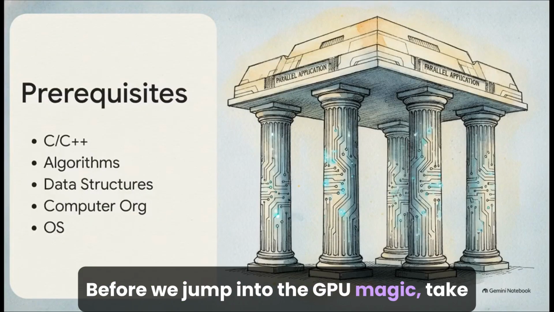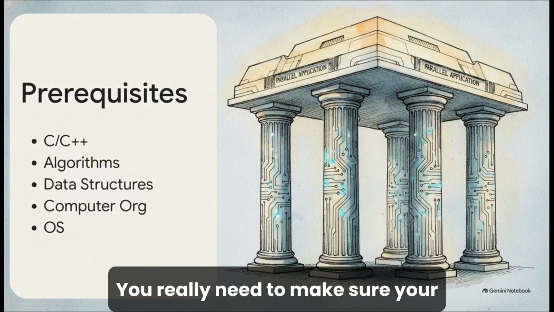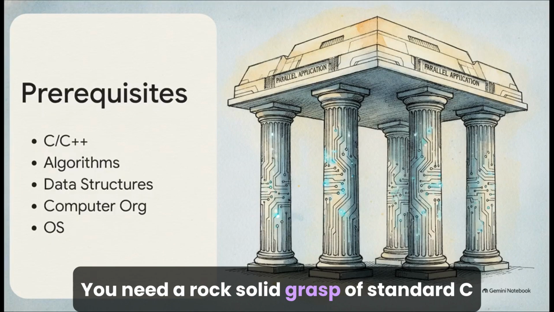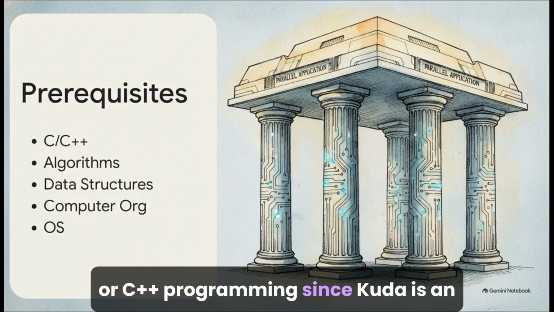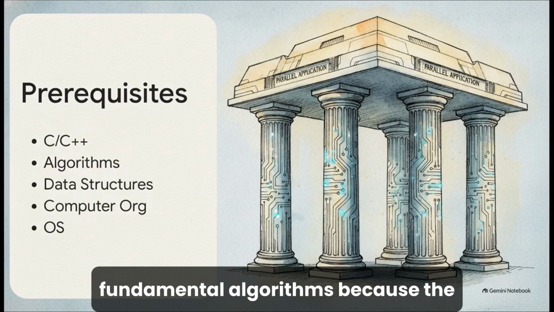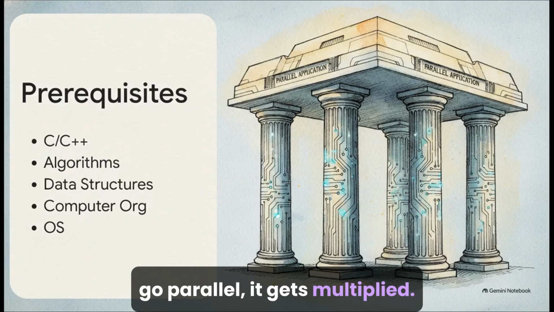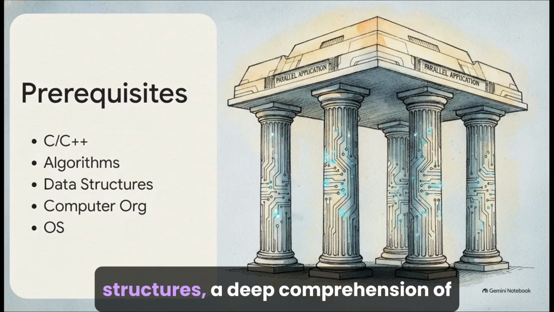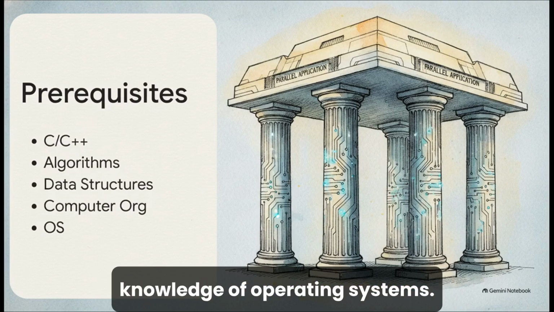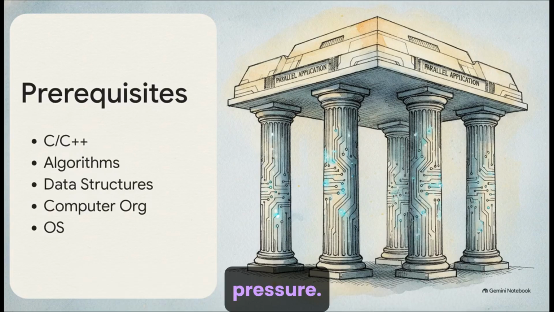Before we jump into the GPU magic, take a quick second to mentally check off these 5 main prerequisites from the syllabus. You really need to make sure your foundational knowledge is ready for the leap to CUDA. You need a rock-solid grasp of standard C or C++ programming, since CUDA is an extension of those. You also need a firm understanding of fundamental algorithms, because the mathematical logic of how a problem is solved doesn't just disappear when you go parallel, it gets multiplied. Finally, you need mastery of data structures, a deep comprehension of computer organization, and practical knowledge of operating systems. If any of these pillars are shaky, the architecture of your parallel applications is inevitably going to crack under pressure.